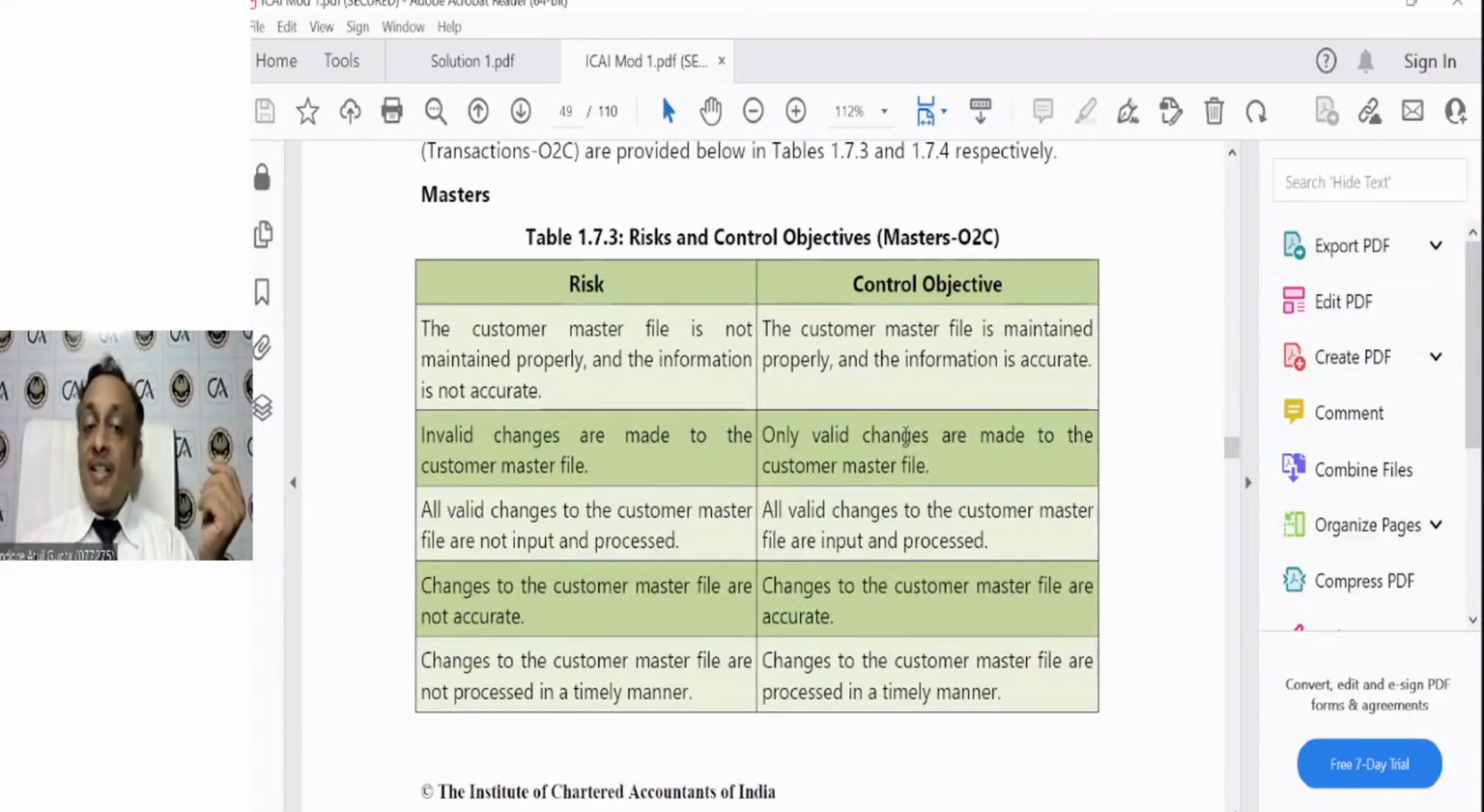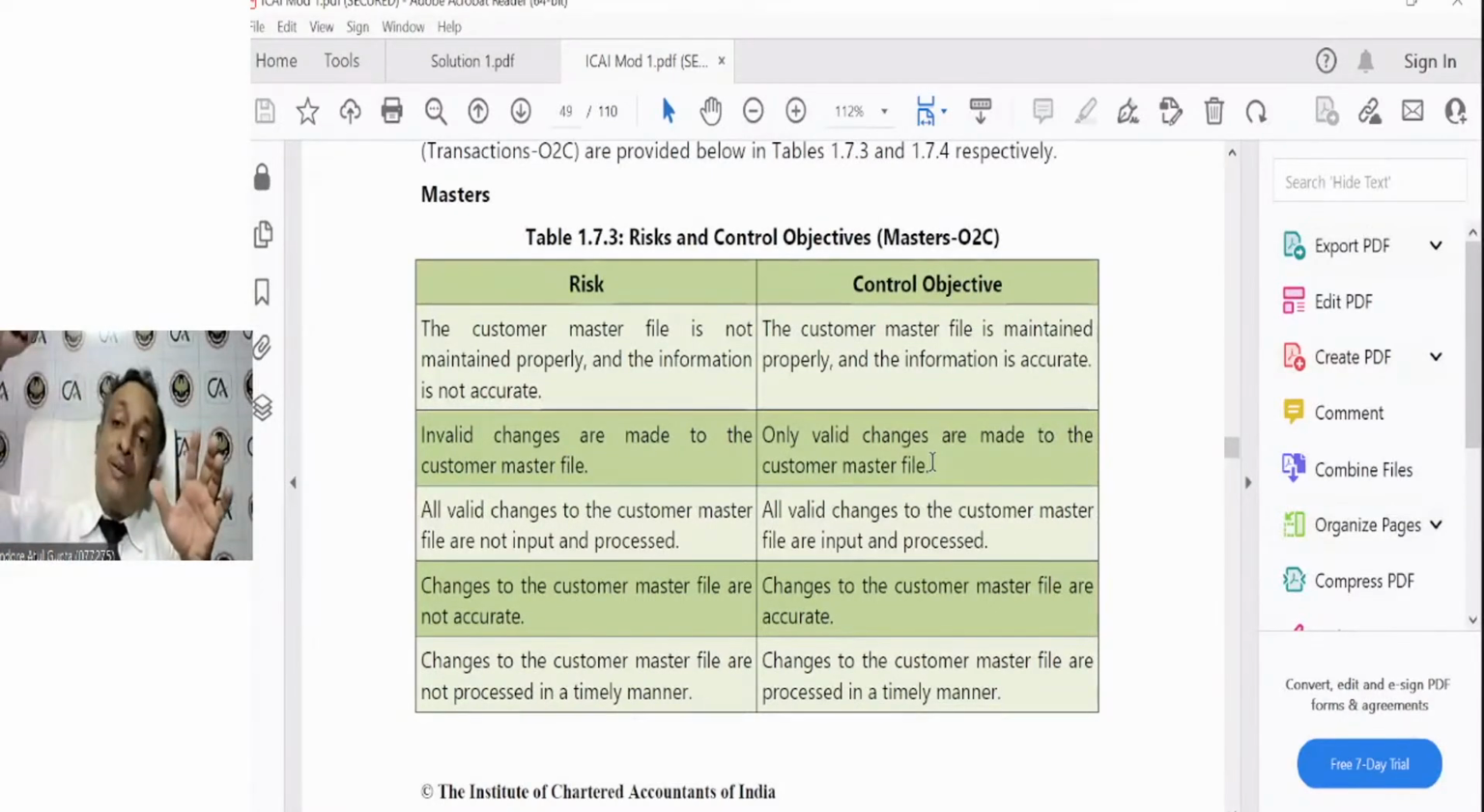Let me go ahead. Invalid changes are made to the customer master file. Yes, the changes we have talked about, say credit period. Suppose the original credit period in the customer master file is 30 days and someone unauthorizedly makes it 60 days. That means what? In your mind, you're calculating cash flow at the end of 30 days of supply.